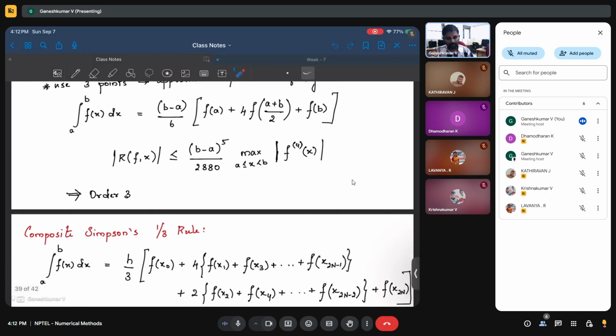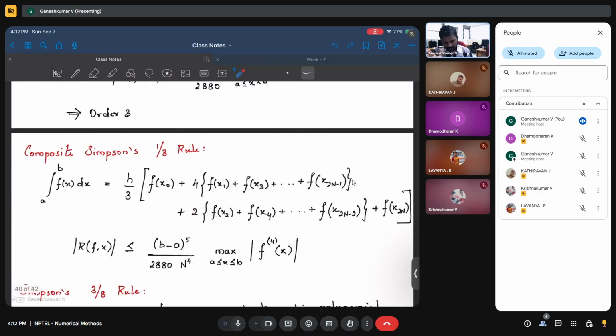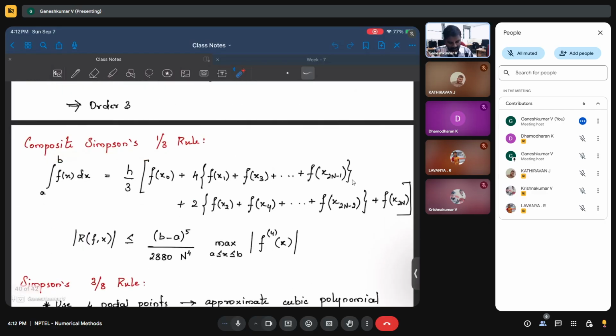If the function is complex, you divide it into small divisions, and then you can use a composite Simpson rule, which is nothing but also a function of all these data points.